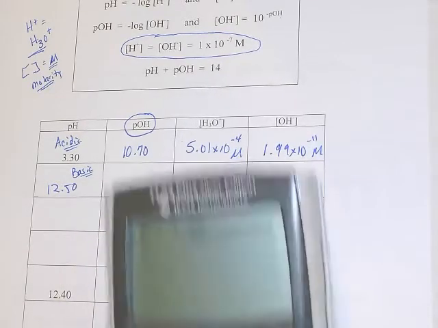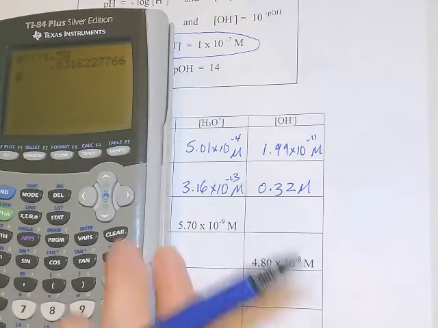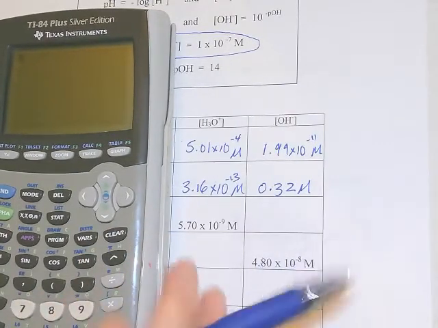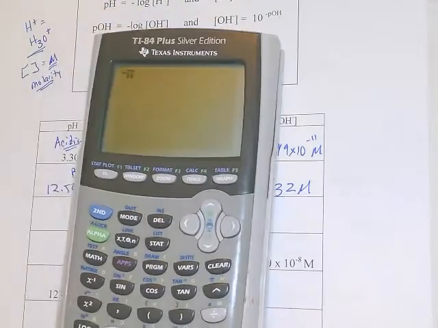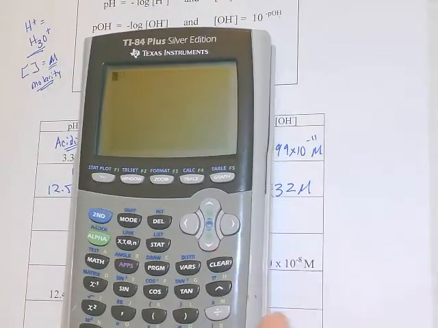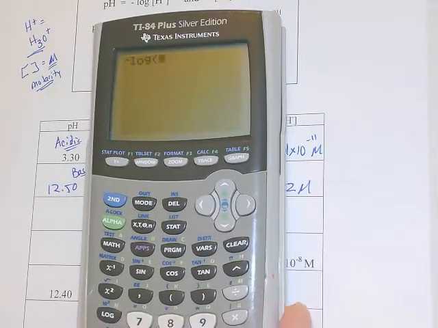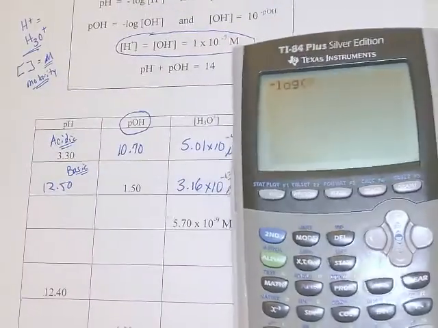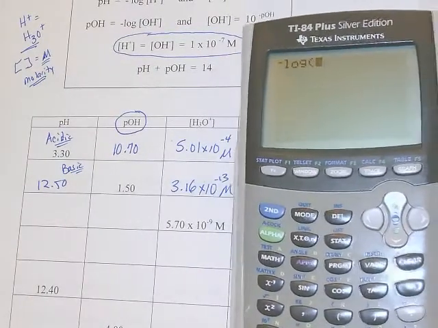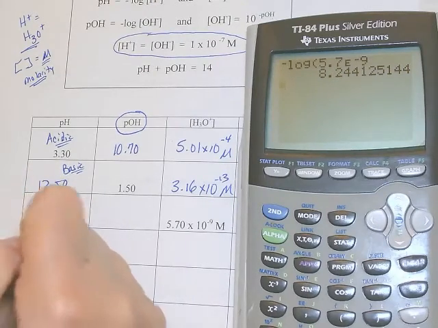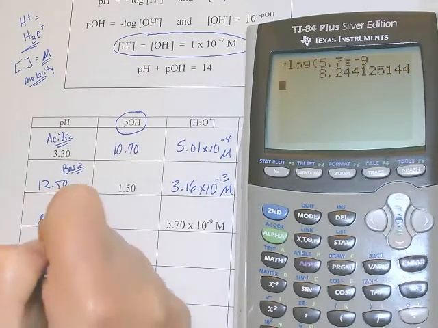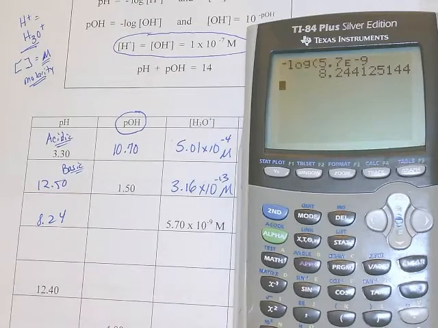The first thing I would do with this is to take the negative log of that concentration to get the pH. Negative log of 5.7 times 10 to the negative 9 is going to give me a pH of 8.24. So you should have predicted a slightly basic pH.